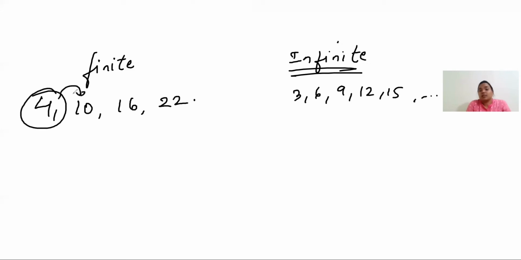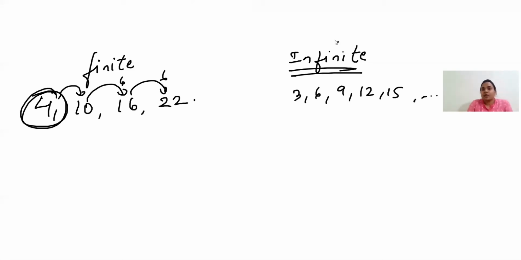One more thing: the first term, in the first month I got 4 rupees. Next month it's not necessary that I'll get 4 rupees only. I can get any amount, but I should get the same amount in all the months. This also 6, this also 6, and this also 6. It means that the first term and the common difference need not be the same.